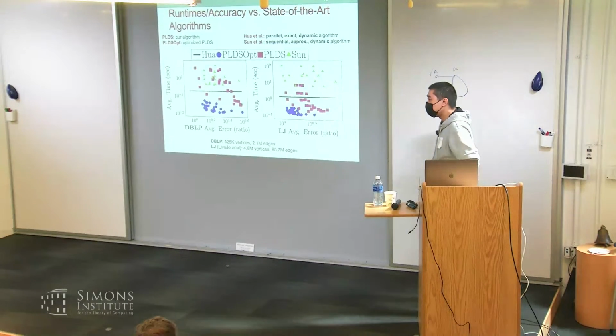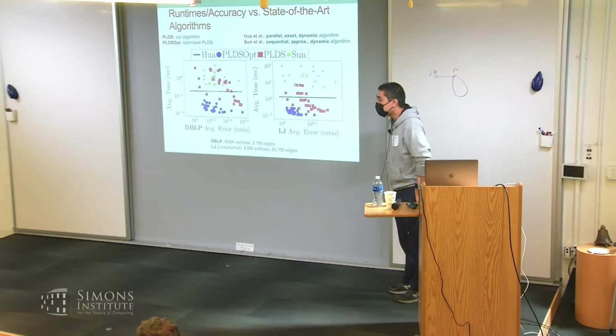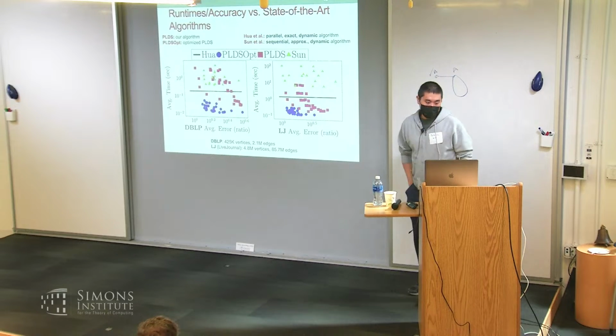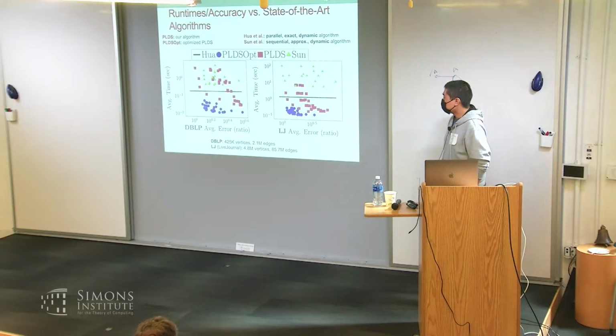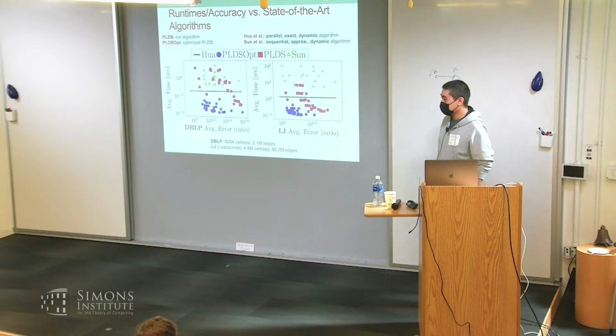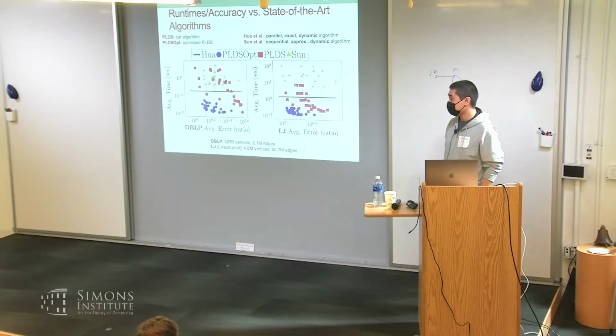Is there a theoretical guarantee for this PLDS opt? You said it's slightly worse than 2 plus epsilon. I think it's actually a lot worse. It is bounded by some constant, but I don't remember what it is right now. But it should be a lot worse than the 2 plus epsilon.